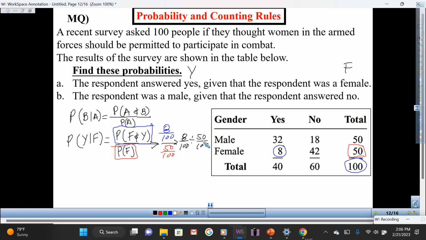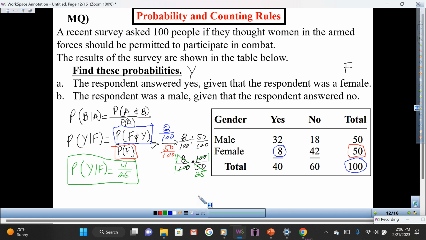And then Jason said, Mr. Q, can't we just write the reciprocal? Okay. 8 over 100 times 100 over 50. And once again, can we simplify that? The 100 and the 100 become what? 1. How about, can we reduce the 8 and the 50? Yeah, this becomes 4 and 25. So the probability of a yes, given that it's a female, is 4 over 25.